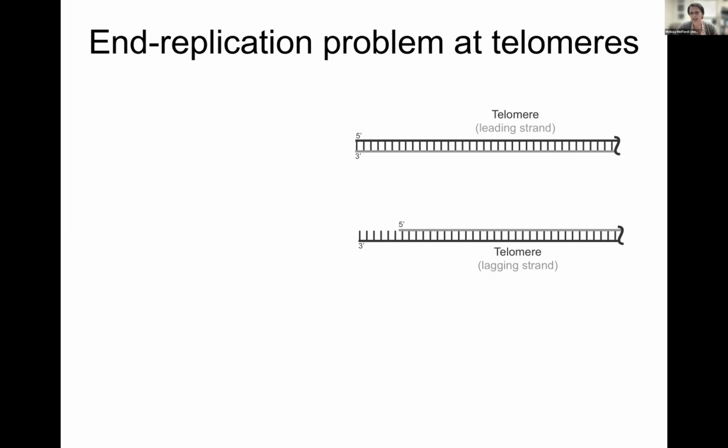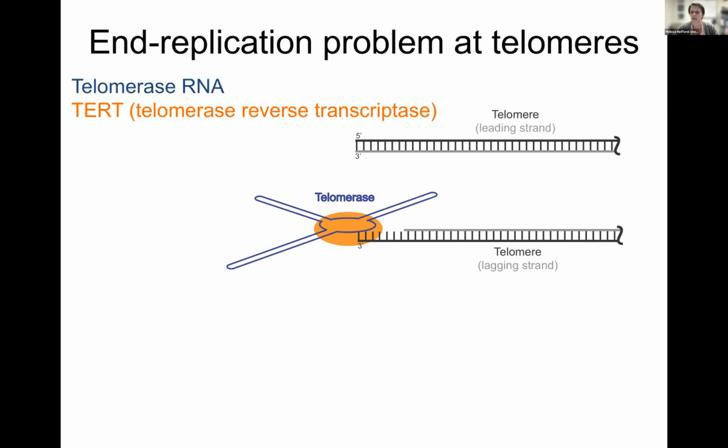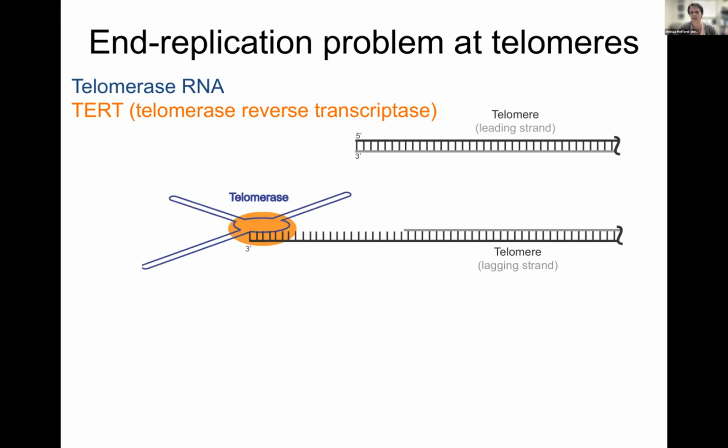So to overcome this end replication problem, most eukaryotic organisms express an enzyme complex called telomerase. Telomerase minimally requires 2 components, a telomerase RNA component, which provides a template that specifies the particular nucleotide repeat sequence to be added, and then a TERT reverse transcriptase protein, which catalyzes the addition of nucleotides. So telomerase is going to add nucleotides to the original 3' strand, making it longer and allowing space for one of those new Okazaki fragments to be laid down.